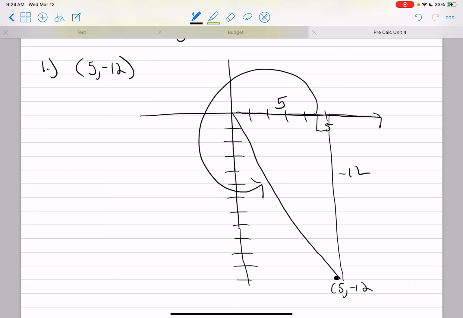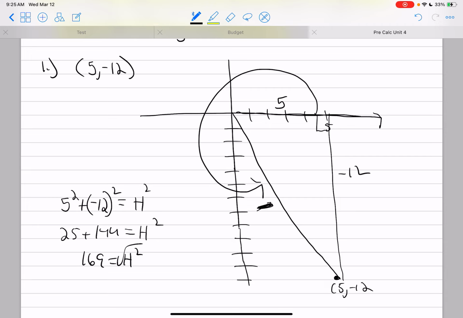So I know that 5 squared plus negative 12 squared equals the hypotenuse squared. I got to figure out what this hypotenuse is. 25 plus 144 equals h squared. 25 plus 144, oh, look at that. 169 equals h squared, square root. I want to say that's 13. Yes, it is. Boom. All right.